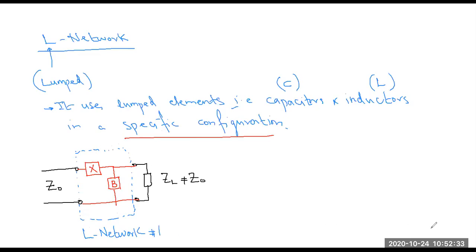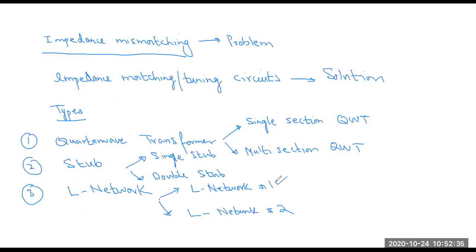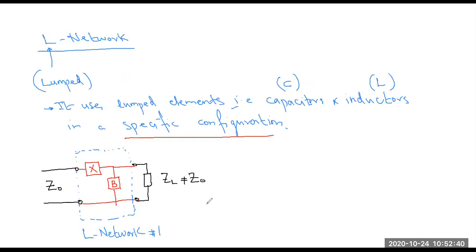If you go back, I mentioned that there are two possibilities, L network number one and two. So let me call this one as one and the other one. What is the other possibility? It is also possible that you may start with a transmission line Z naught, and I want to connect this with a load, but because the load is different than Z naught, I don't want to connect it directly.